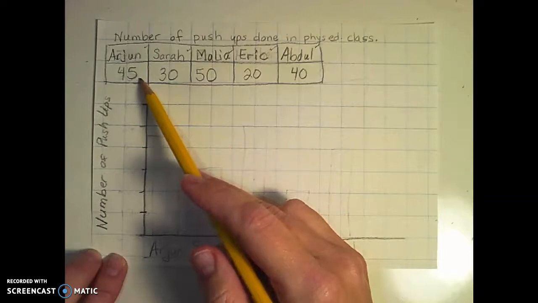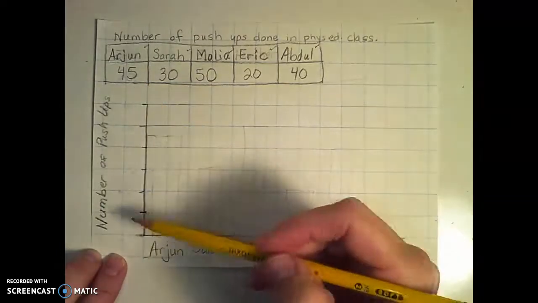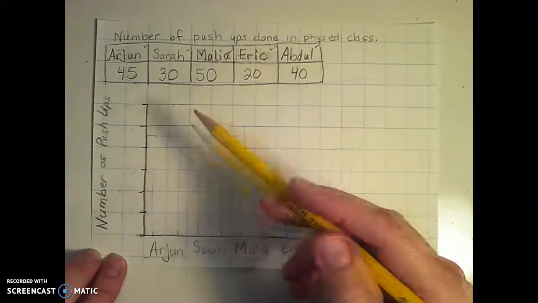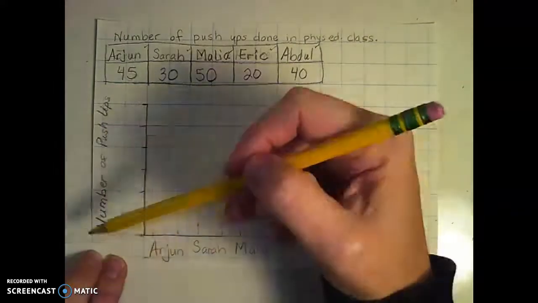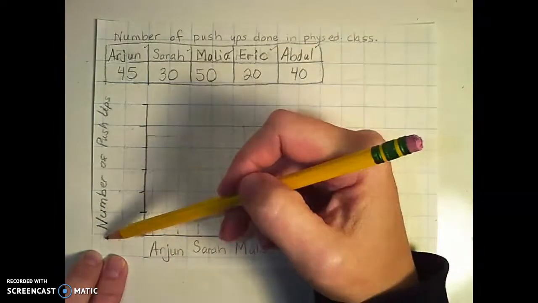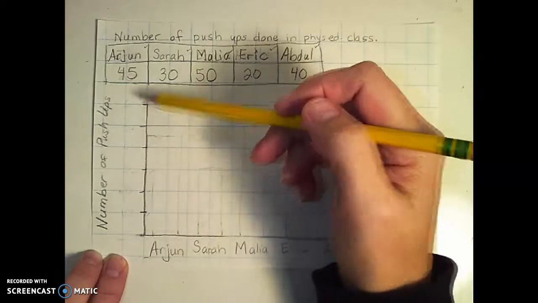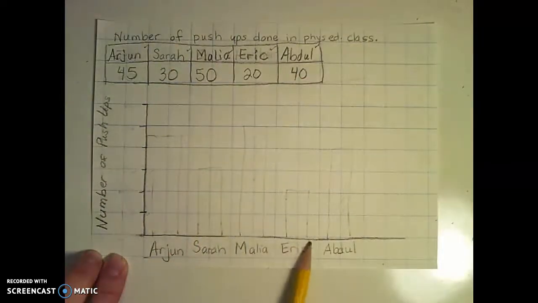That's tricky, but doable. We have done that before where I showed you that you could go halfway between a line. I'm going to go over that again quickly here. I already put my label for the number of push-ups because going up here is going to tell me the number that they did. Down here, it tells me who did it. So I've labeled this down here already.